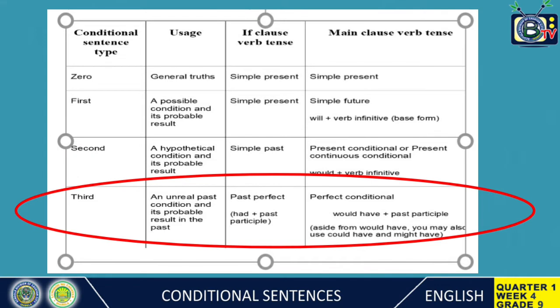Lastly, we have the third conditional. The third conditional is used to express an unreal past condition and its probable result in the past. For the if clause, the verb tense is in the past perfect, which is had plus past participle. For the main clause, the verb tense is in the perfect conditional, which is would have plus past participle. Aside from would have, you may also use could have and might have.